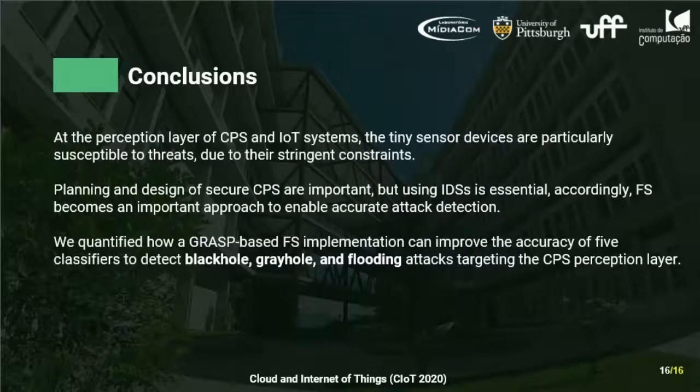As a conclusion, at the perception layer of cyber-physical systems and IoT systems, the tiny sensor devices are particularly susceptible to threats due to their limited resource constraints. So it's very important to apply IDS to detect malicious activities. Accordingly, feature selection methods become an important approach to enable accurate attack detection. We quantified how a GRASP-based feature selection implementation can improve the accuracy of 5 classifiers to detect black hole, gray hole, and flooding attacks, targeting the CPS Perception Layer.